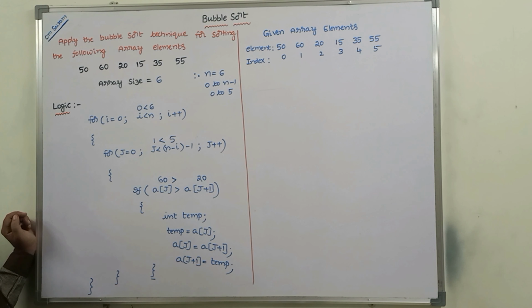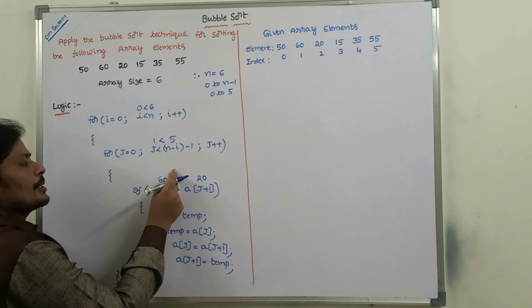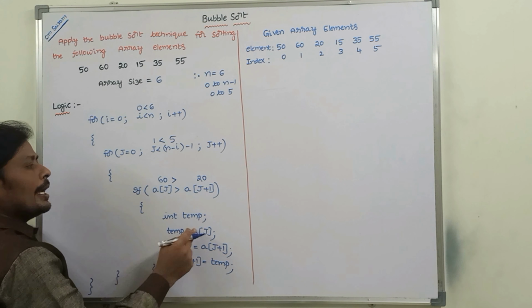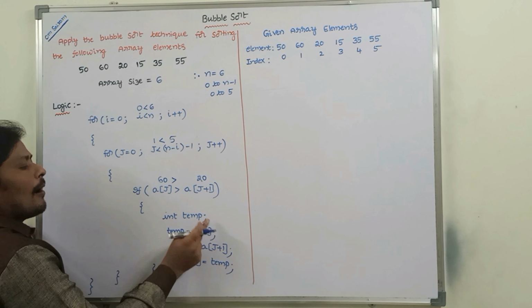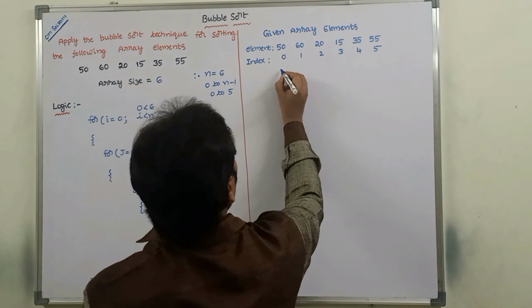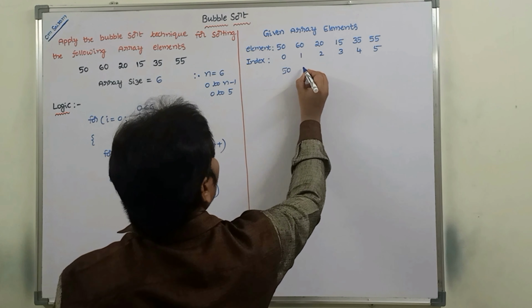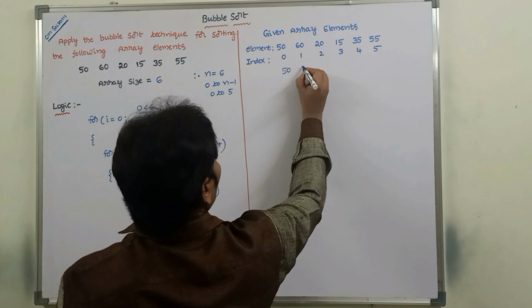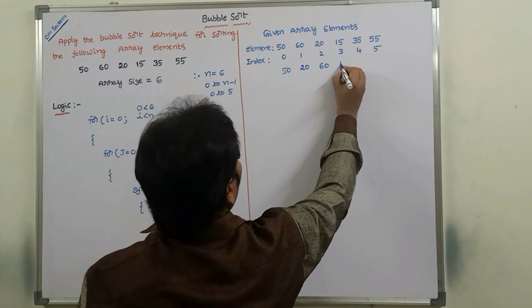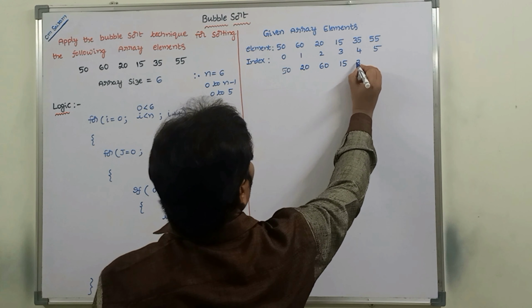So condition true. If the condition is true, then the control goes to the body of the if block. Here these two elements are swapped. After swapping, we are getting the elements 50, then in the place of 60 we are getting 20, and in the place of 20 we are getting 60. The remaining elements are the same.